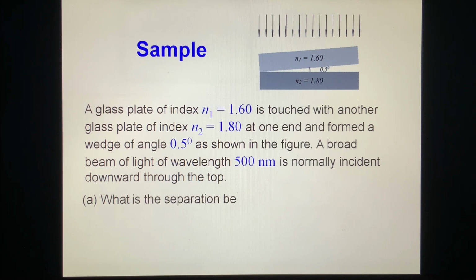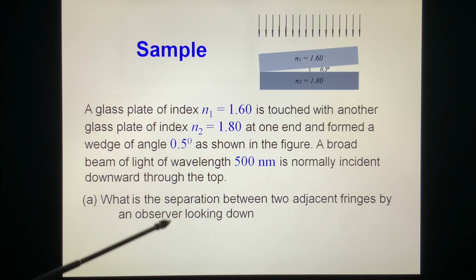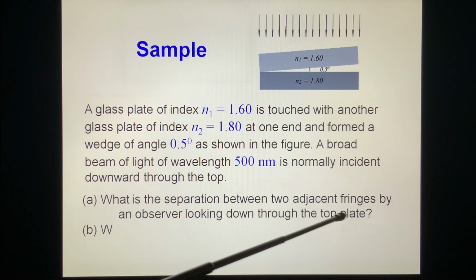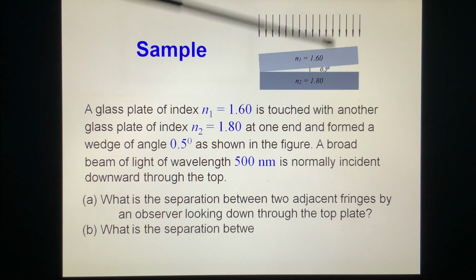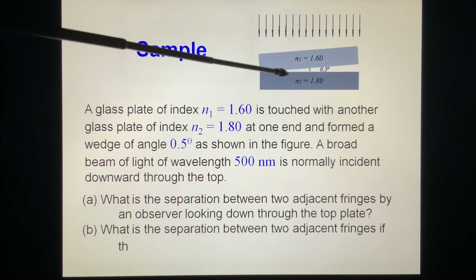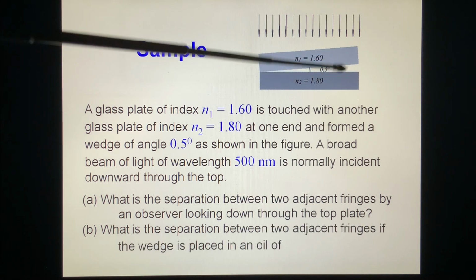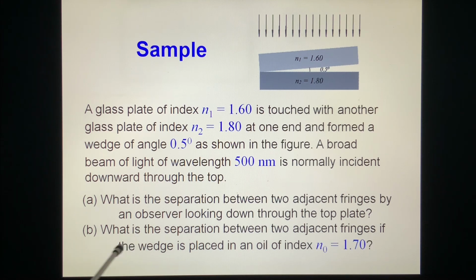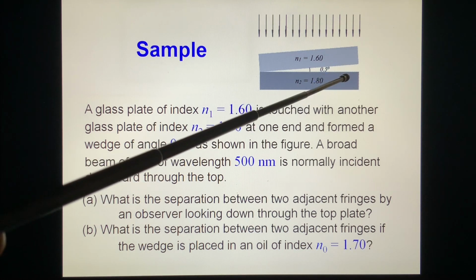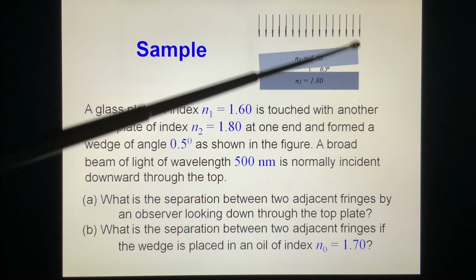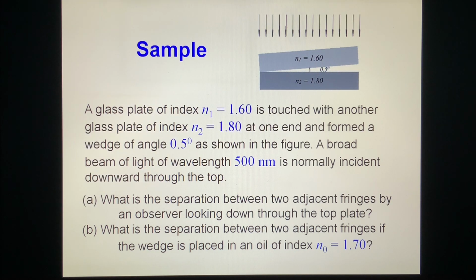Question A: What is the separation between two adjacent fringes, observed by looking down on the top plate? You look down here and see what the separation between the fringes is. Question B: What is the separation between two adjacent fringes if the wedge is placed in an oil of index 1.70 instead of 1.00? We put the oil with index of refraction 1.70. So what is happening?